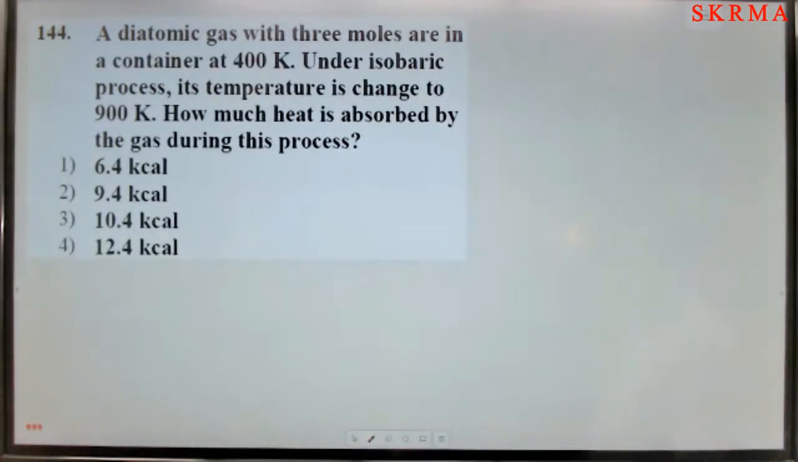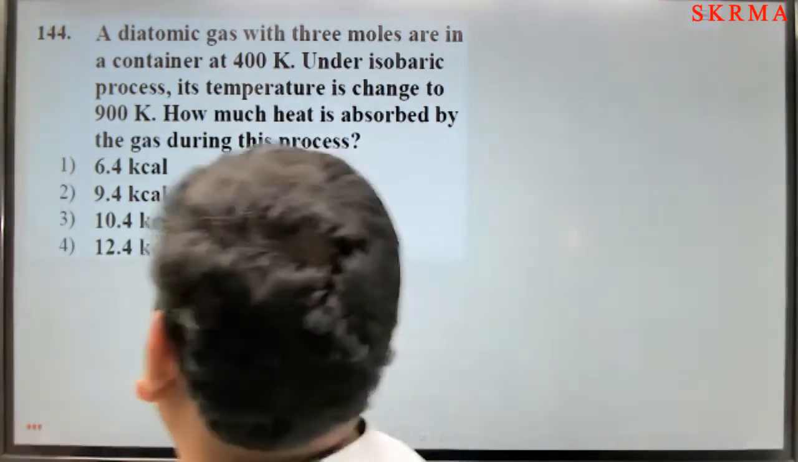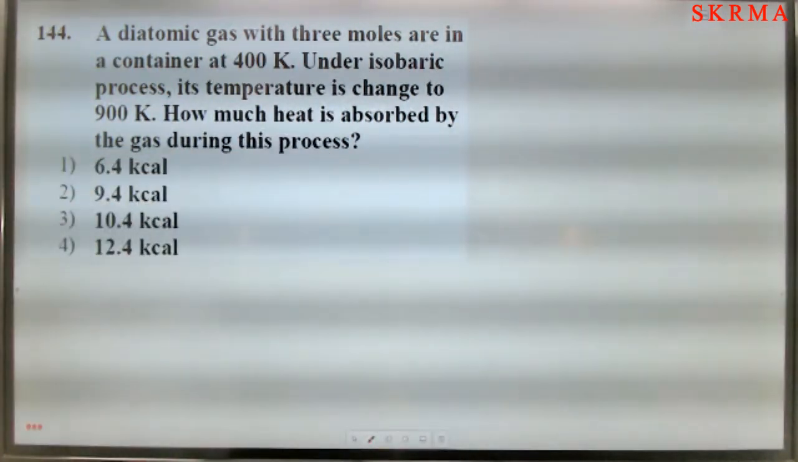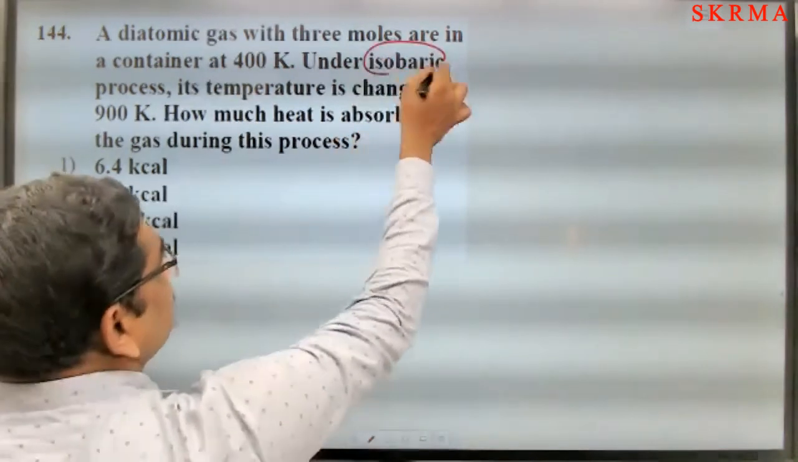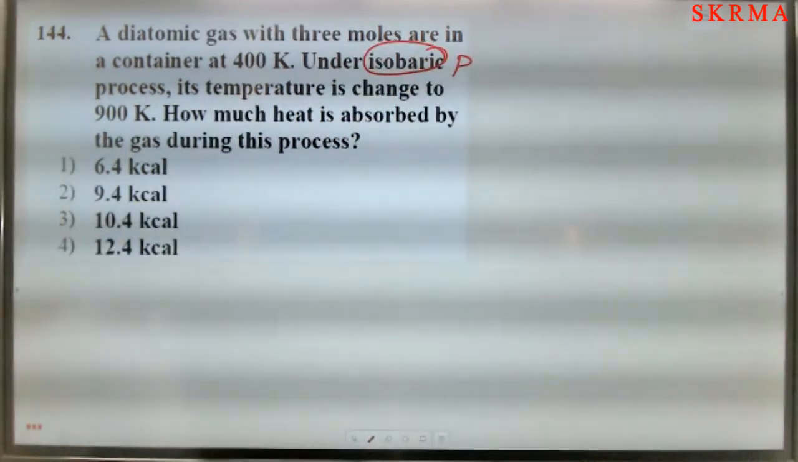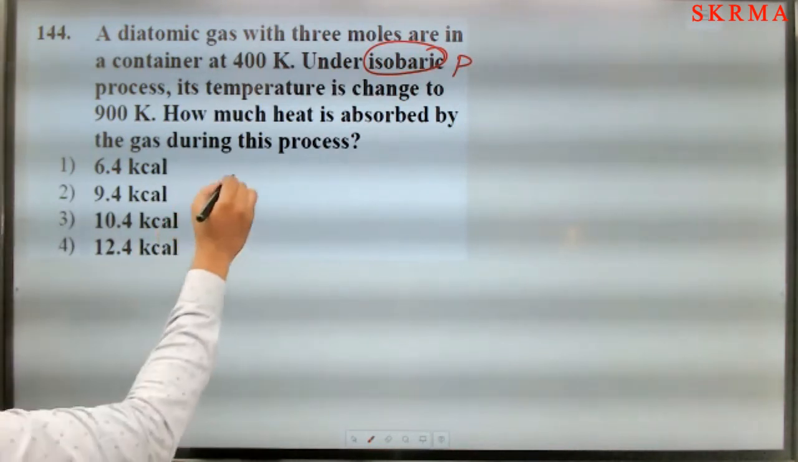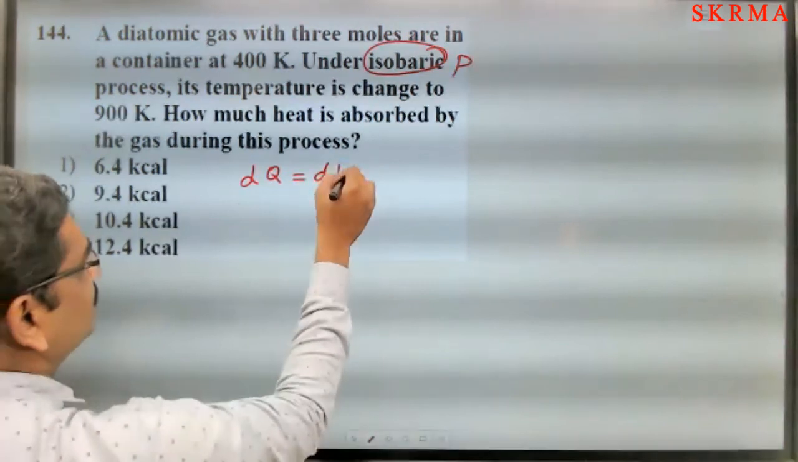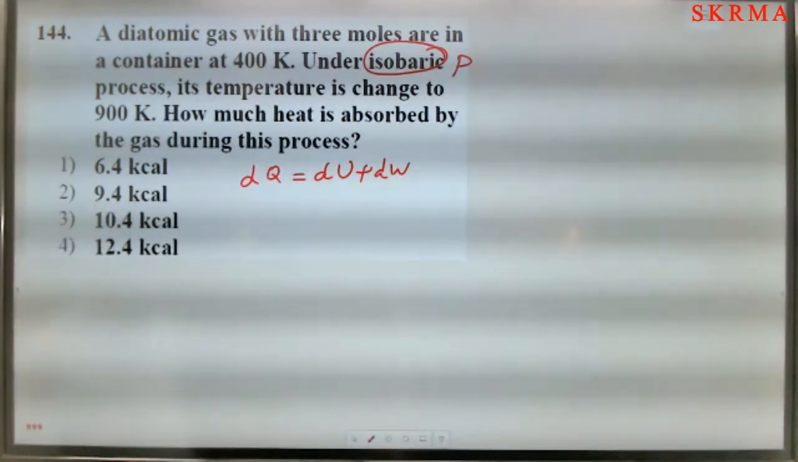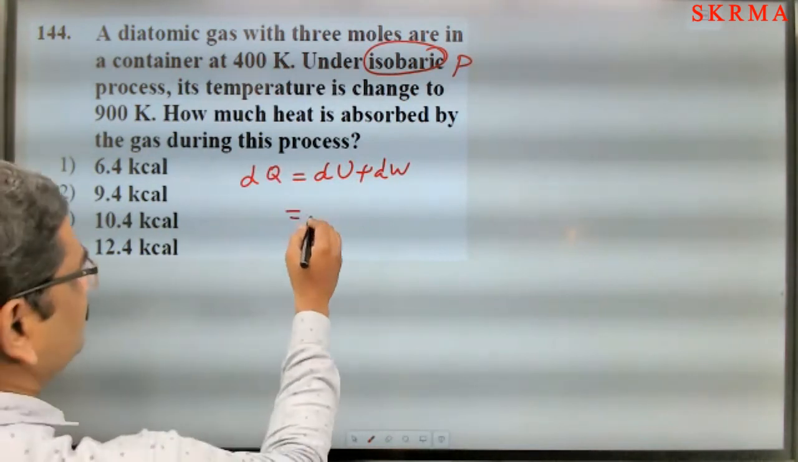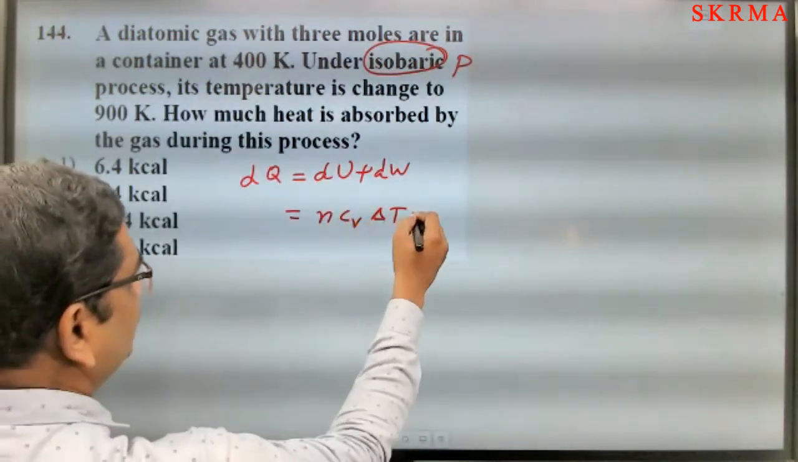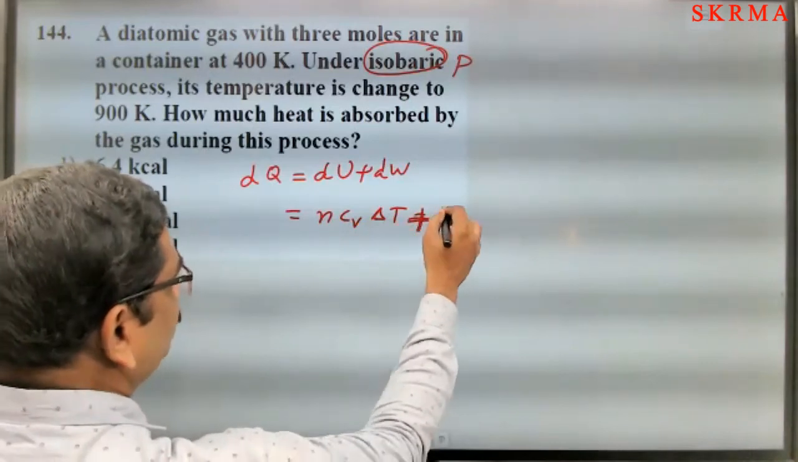Next, a diatomic gas of 3 moles in a container at 400 Kelvin under isobaric pressure. An isobaric process means pressure is constant. Its temperature changes to 900 Kelvin. How much heat is absorbed by the gas during this process? Heat absorbed dQ equal to dU plus dW, from the first law of thermodynamics. Now at constant pressure, dU can be written as n Cv delta T, and dW equals P dV.